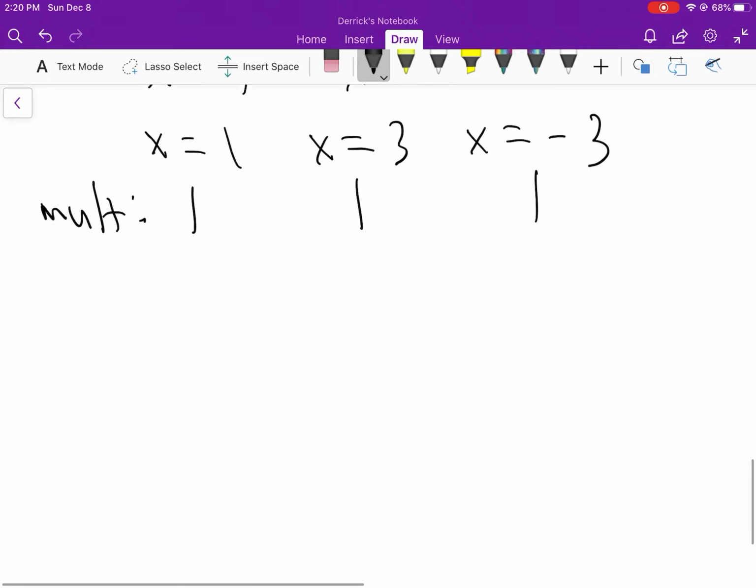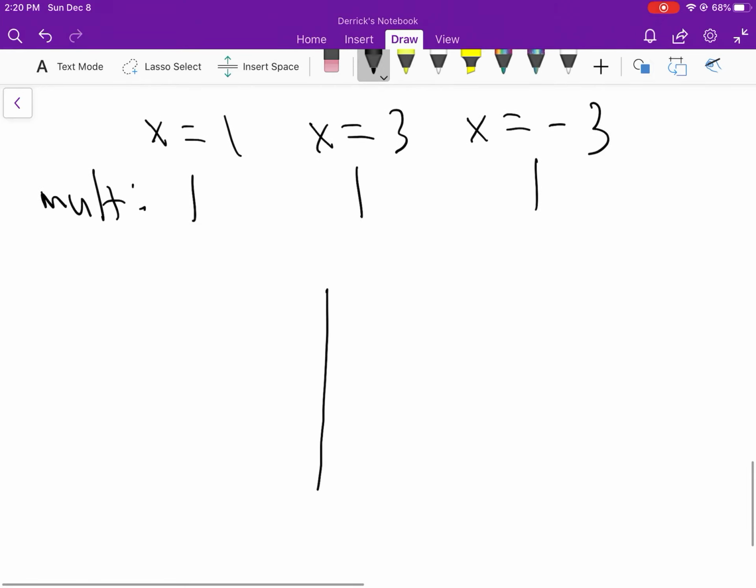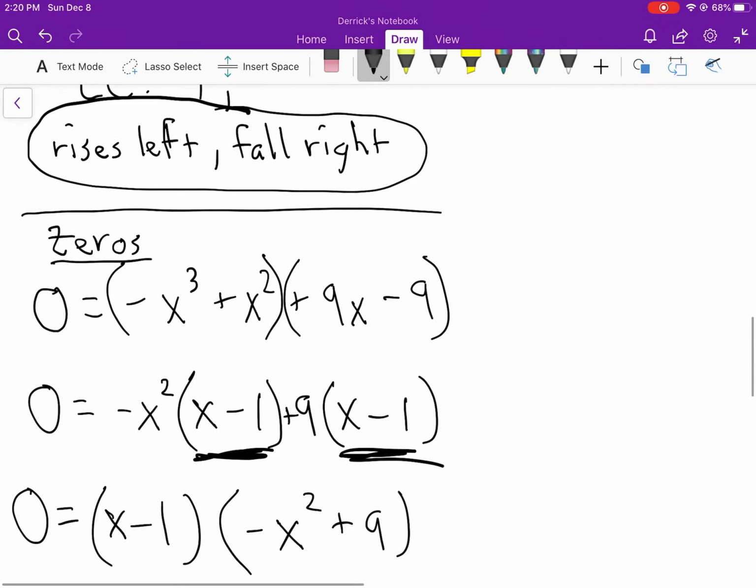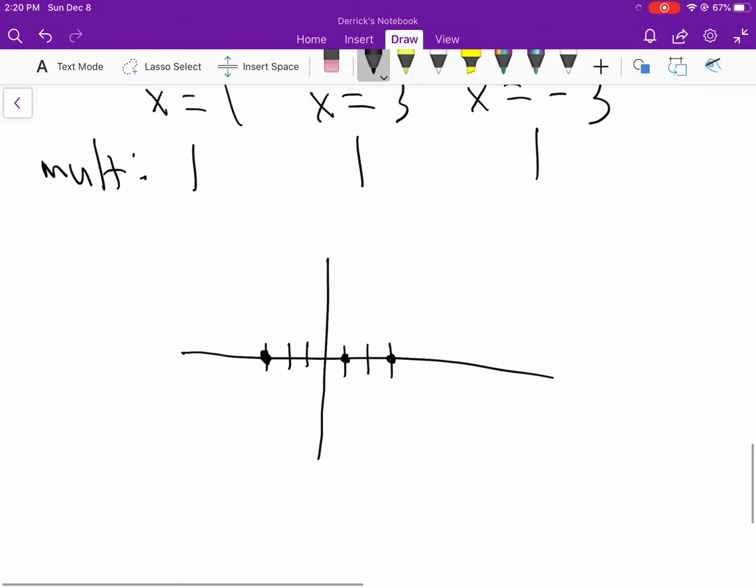At any rate, we are able to graph this function out now. Let's see, 1, 2, 3, there's negative 3, 1, 2, 3, here's 1, and positive 3. My end behaviors that I found earlier say I'm supposed to rise left and fall right. So on my leftmost point, I will have it rise, and my rightmost point, I will have it fall.